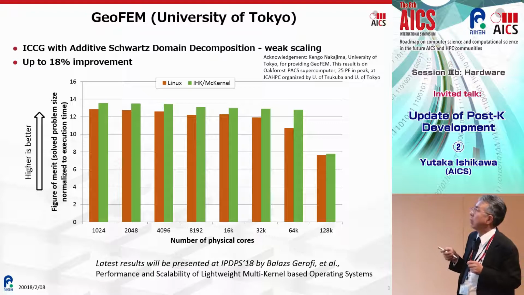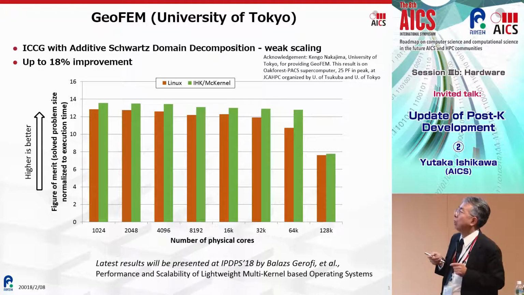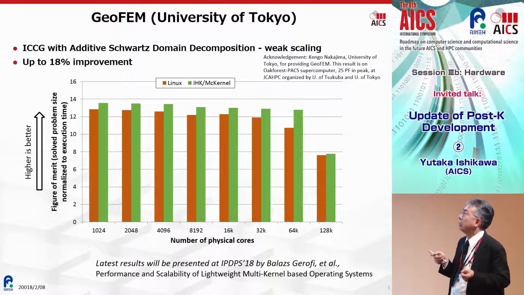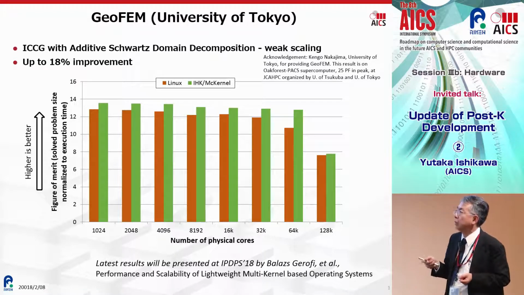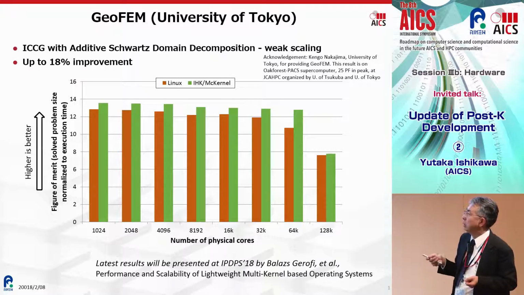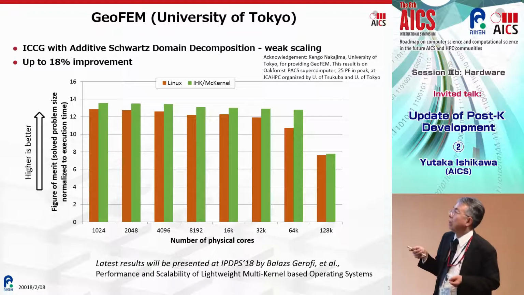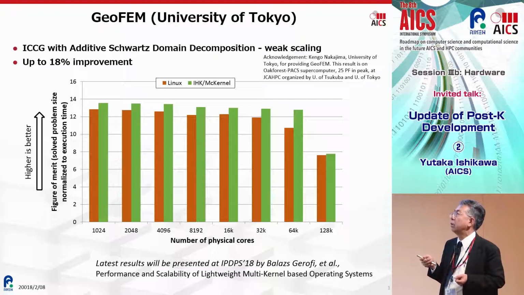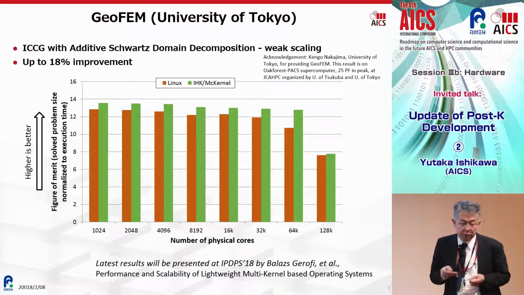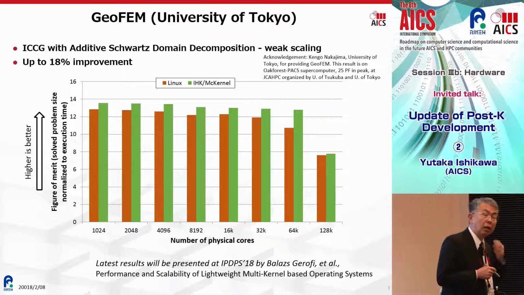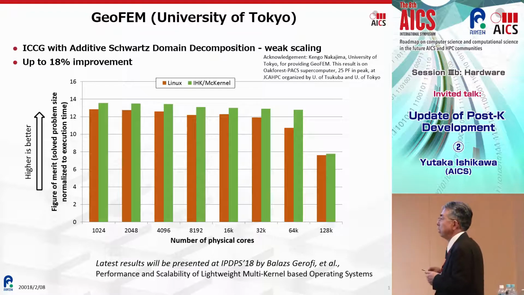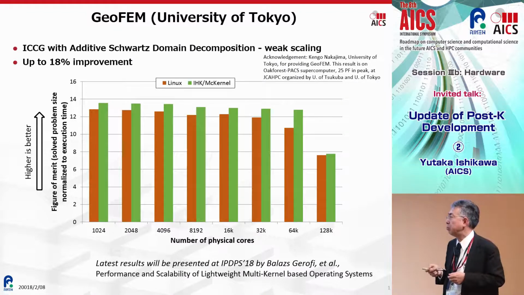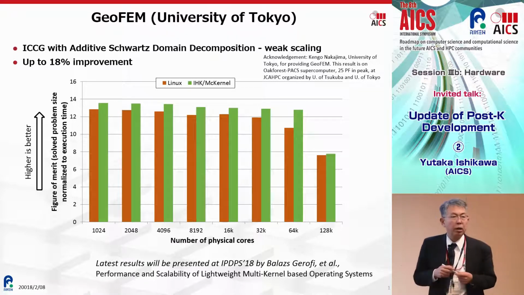This slide shows the result of the GeoFEM benchmark, that's the ICCG with additive Schwarz domain decomposition, and we take the weak scaling. This is the number of physical cores, and higher is better. We see the IHK McKernel performs better than the Linux kernel. This result is a little bit old, maybe 1 year old, and the latest results will be presented at this year's IPDPS by Balazs Gerofi, my colleague.